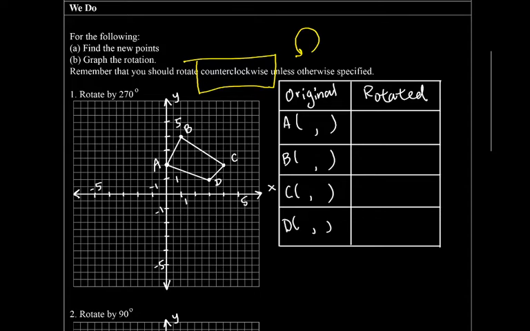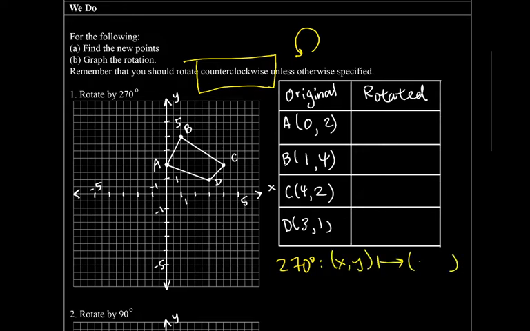We get 0, 2. Then we get 1, 4. Then we get 4, 2. And then 3, 1. Okay, so let's think. We have 270. What is the pattern for that?